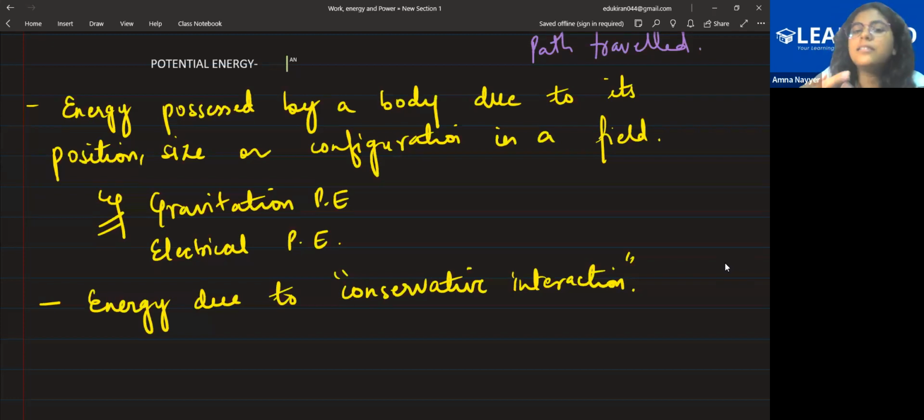So it's basically conservative interaction. You have to be very clear about this. If you still have any doubts, you can always ask me, because this topic of potential energy is not just here. It will come in your class 12th also. There everything will be repeated, and that time also it will be difficult.